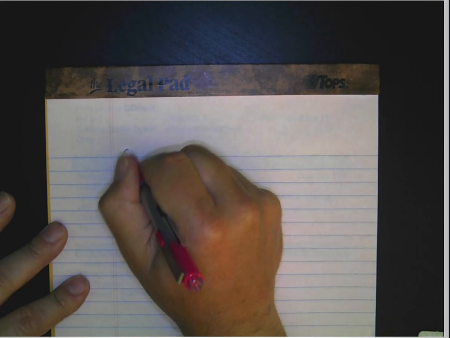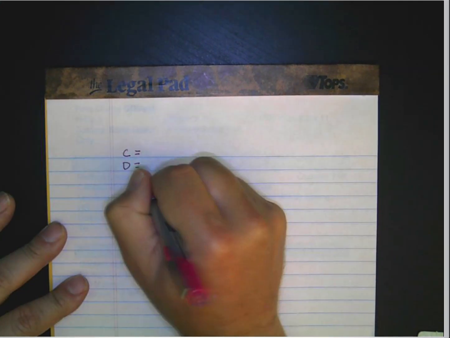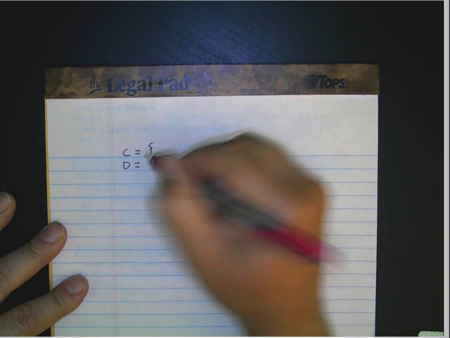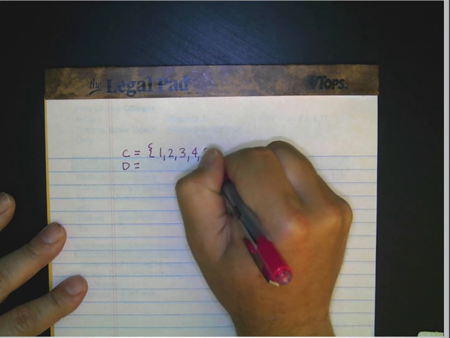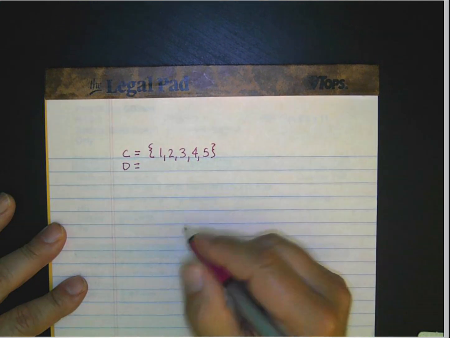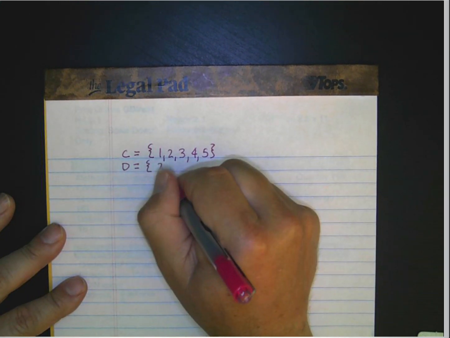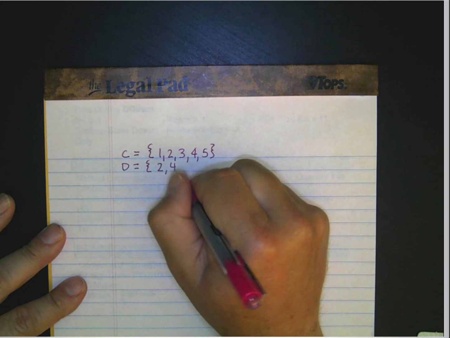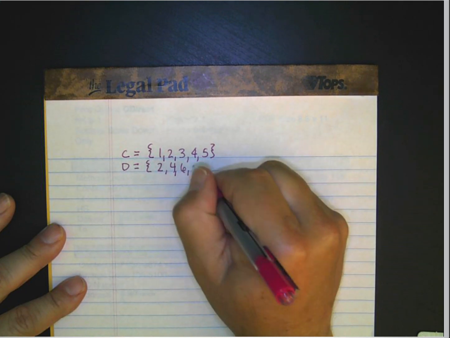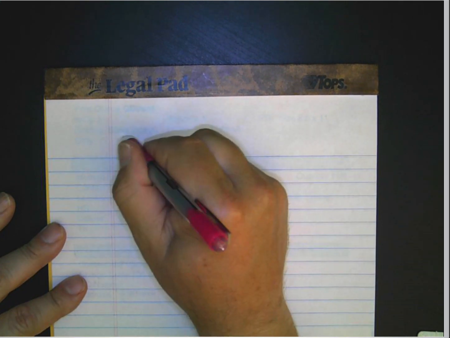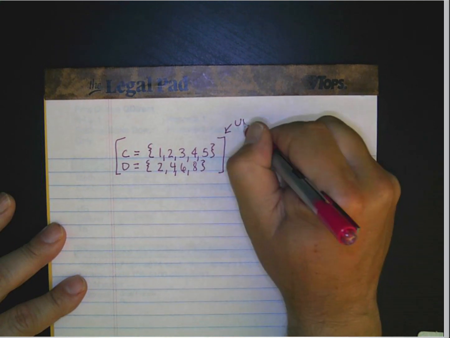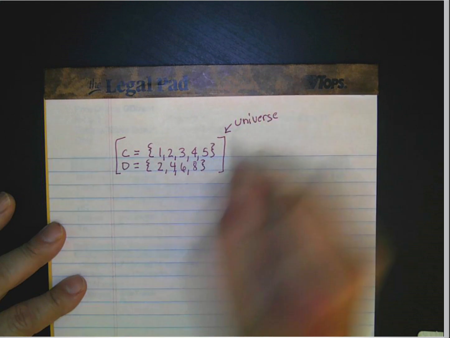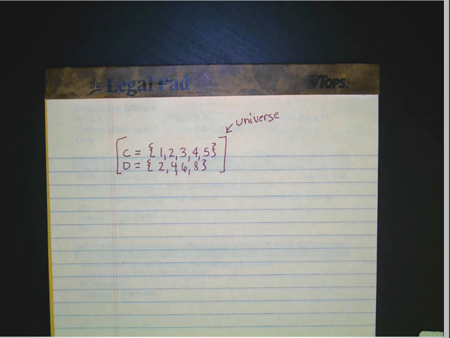All right, so let's do a little example here. Let's get two sets, set C and set D. Set C is the numbers 1, 2, 3, 4, 5. Okay? So that's set C. Set D is going to be the numbers 2, 4, 6, 8. Both of those make up our entire universe. So in other words, the only thing in our whole entire universe are those two sets. That's it.